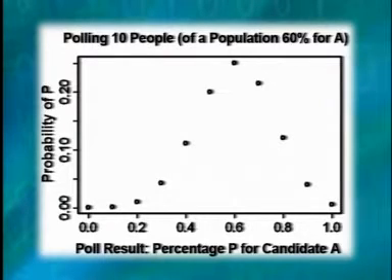Then what would we expect when we take a poll of 10 people? How often would we expect 6 of those 10 to say that they're for candidate A? How often would we expect 7 of them to say they're for candidate A? 5 of them, 4, 6, 9, 10. We could get any number between 0 and 10 for candidate A. We're only picking 10 people.